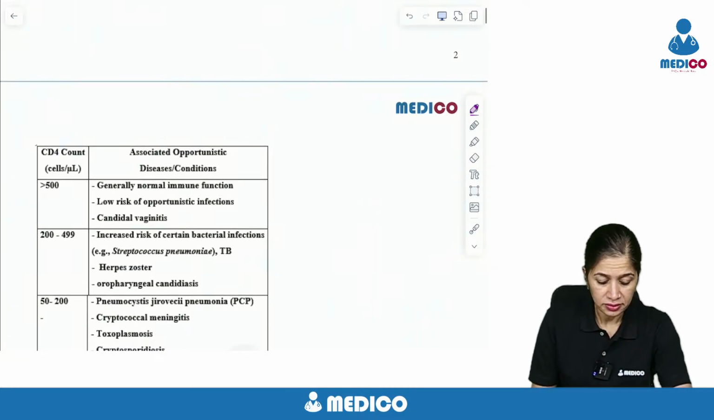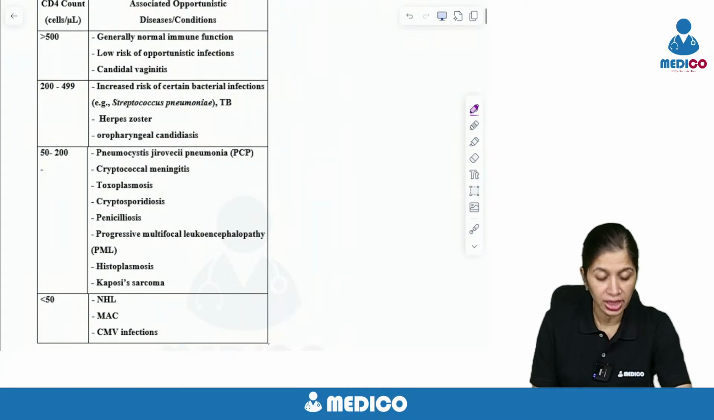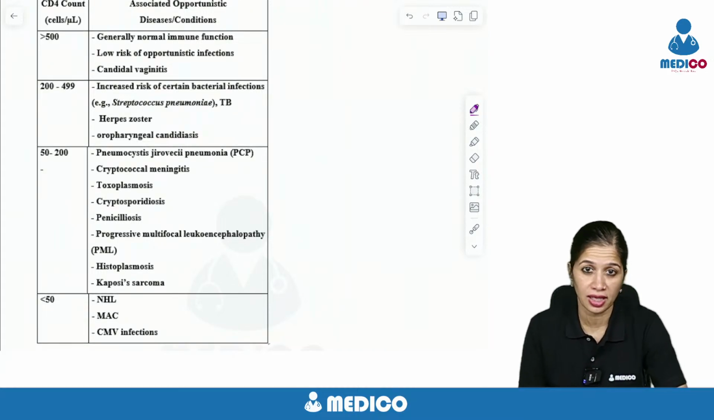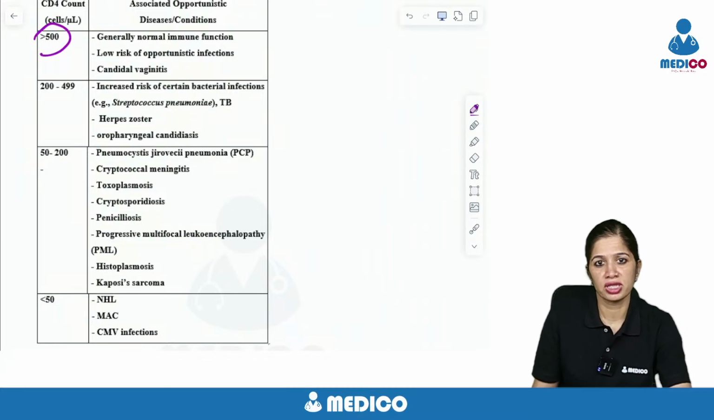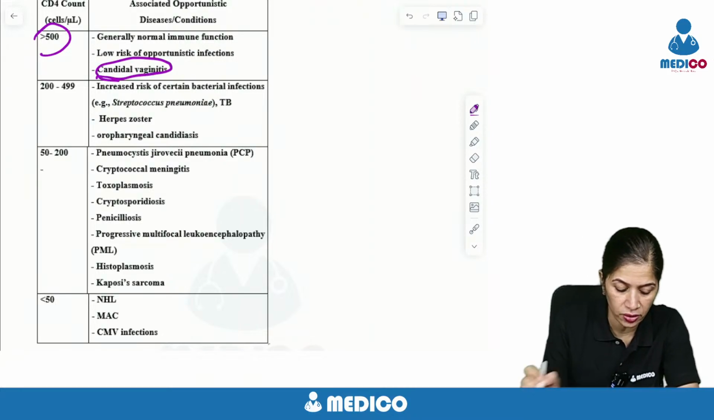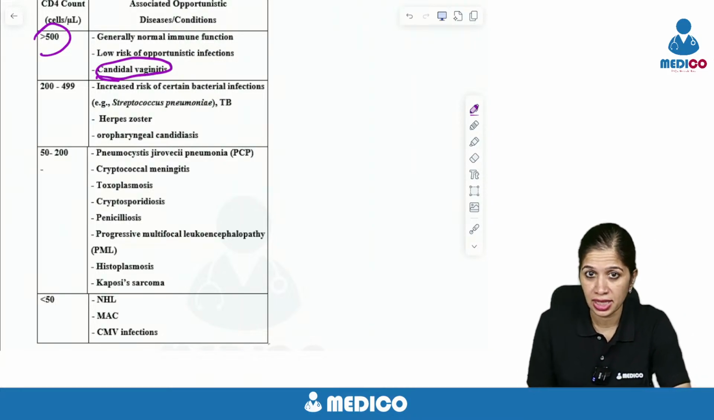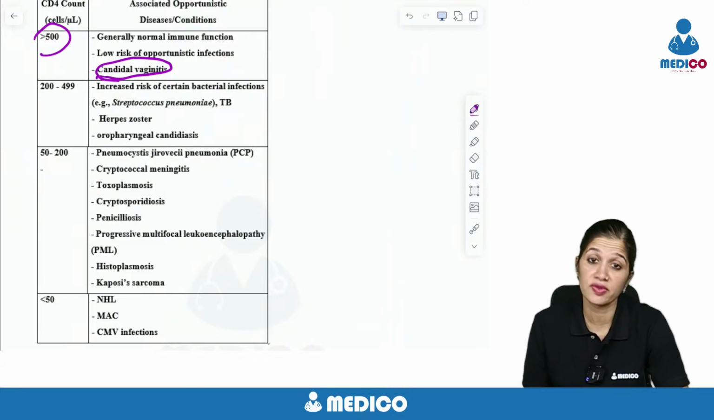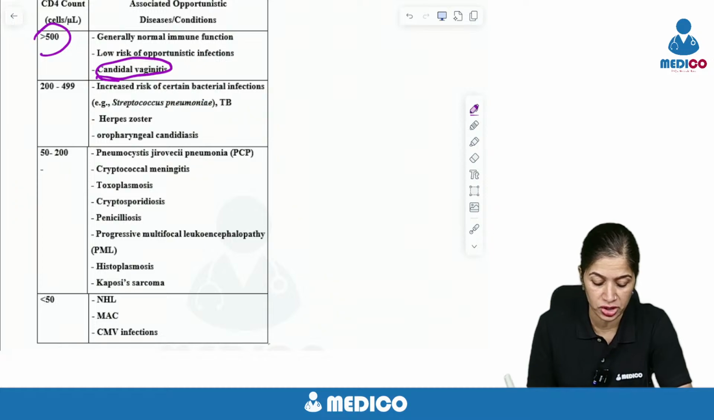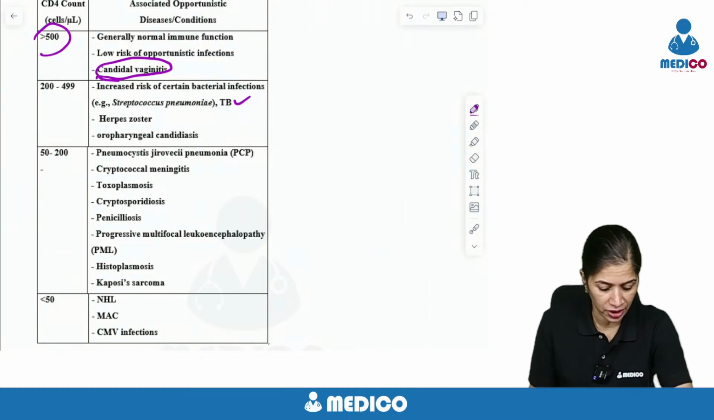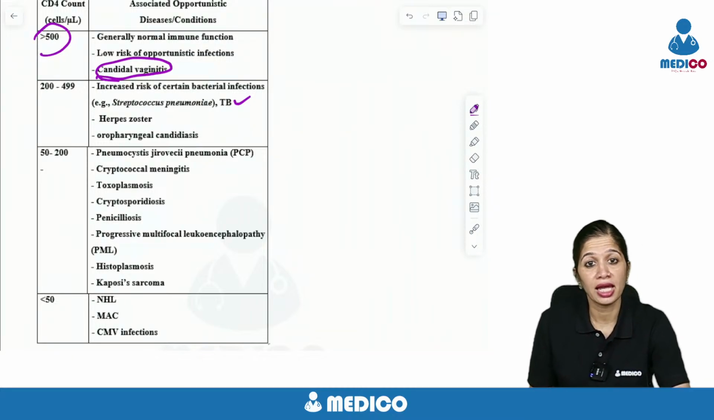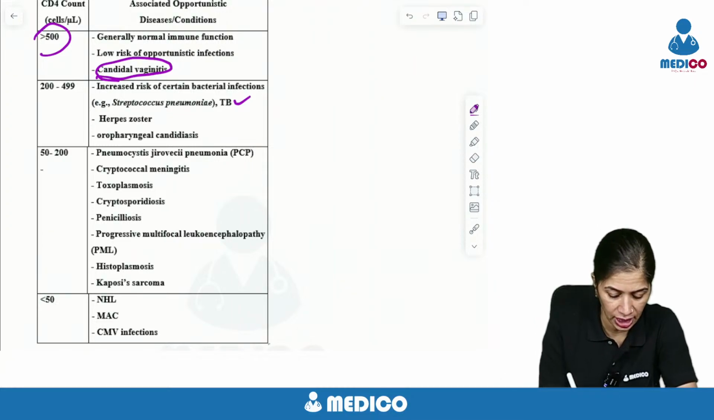Now let us see. As per the CD4 count, you can categorize patients into different risk categories. If the count is more than 500, that means that generally the immune function is normal and there is less chance of opportunistic infection. The only opportunistic infection you can comment about is candidal vaginitis. Whereas 200 to 499, when the count reaches that, it again gives an increased chance of getting other opportunistic infections like TB. TB is already there in the question. Then some bacterial infections like pneumococcal infections, herpes zoster, and candidiasis, but this time it is oropharyngeal candidiasis.